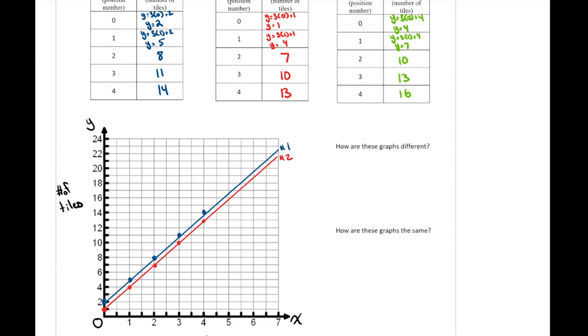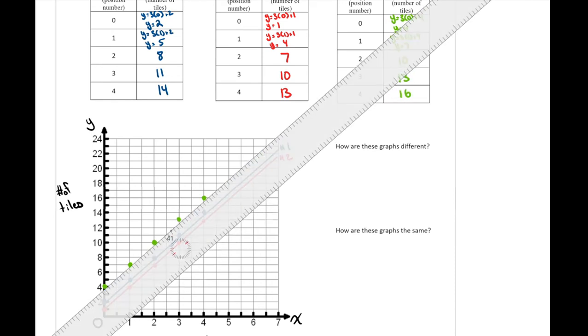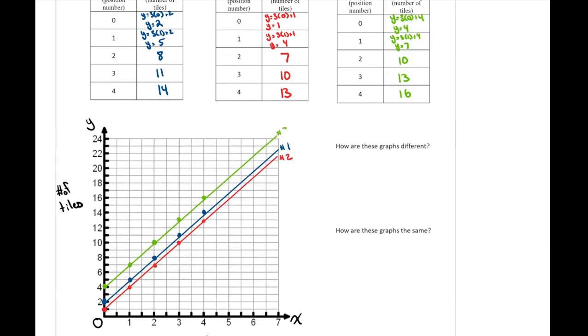Then lastly, the third rule in green, at position 0, we start at 4. And then 1 is 7. 2 is 10. 3 is 13. Oh, sorry, I was jumping ahead. 4 is 16. And again, I can connect the dots with a ruler, a straight line. And there I have my 3 rules.